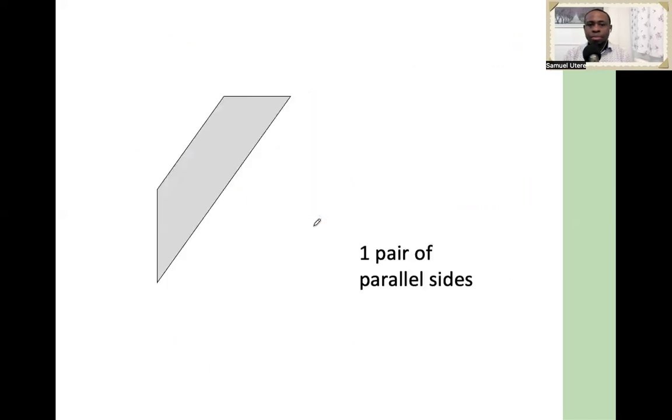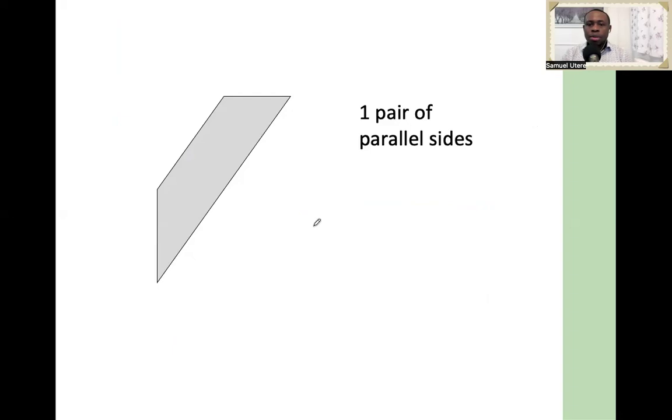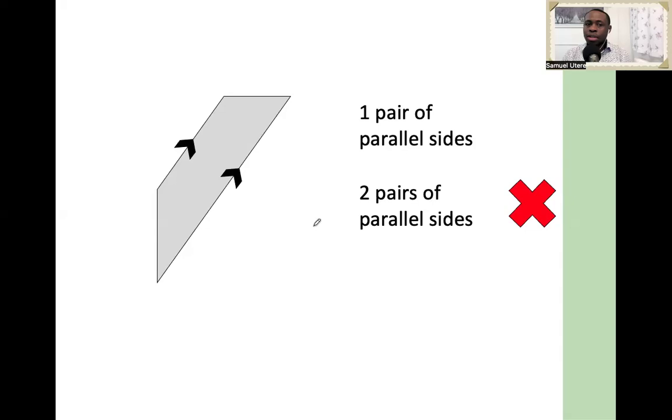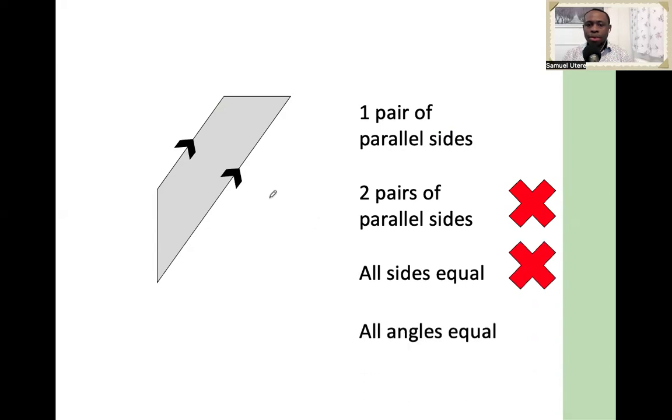Here is another one. This one has one pair of parallel sides and then two pairs of parallel sides. Which one would you pick? Of course, it doesn't have two pairs of parallel sides because you can clearly see that it only has one pair of parallel sides. Did you remember a lesson where we explored this shape and different forms of this shape? Of course, you should know that all angles are equal. Of course not. The angles are not equal.